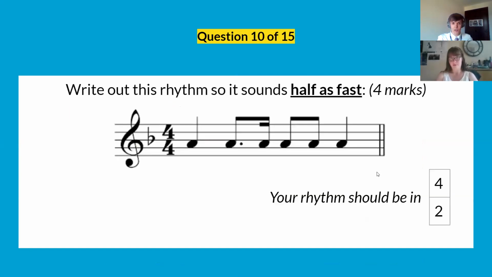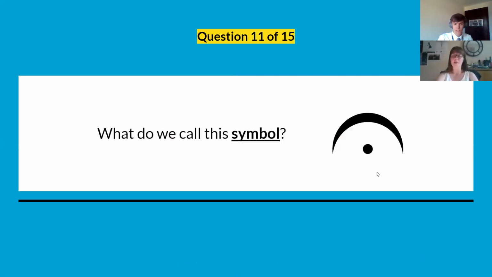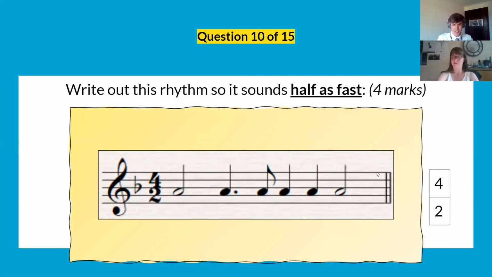Excellent. So the next question, question number 10. Miss Morgan wanted you to write out that rhythm so that it sounds half as fast. And she gave you a hint by saying the rhythm should be in 4/2. So the result is this: minim, dotted crotchet, quaver, 2 crotchets, and a minim. Okay, so you've just doubled all of the note values. Same pitches, same key signature, same clef, just a different time signature. And that is a point for every beat. Oh, yes. Sorry.